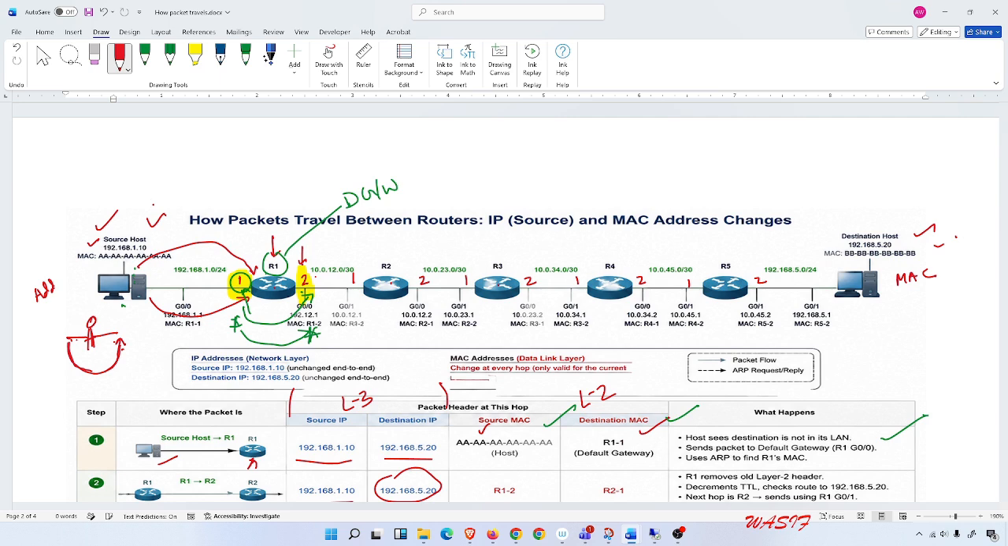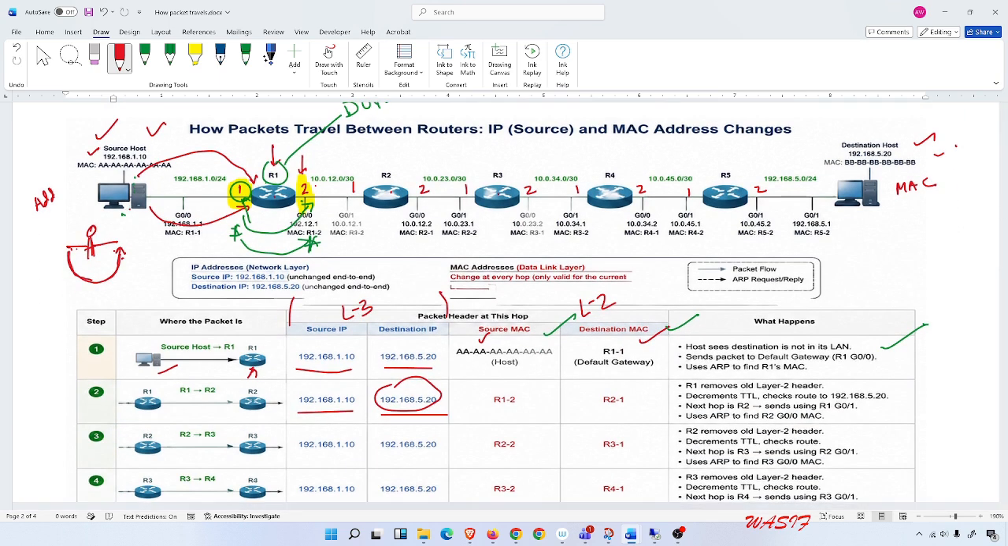Now look at here very carefully. R1 does the decapsulation. He sees the destination's IP address and he knows that this is not his IP address. So if this is not his IP address, he won't be able to open the packet. He won't be able to decapsulate anymore because the IP address is not his IP address. But he knows someone who can send the packet to this IP address. So he knows R2 who can send the packet to this address.